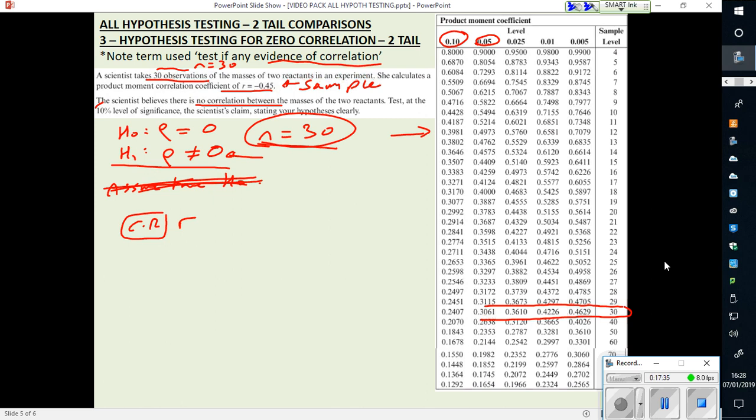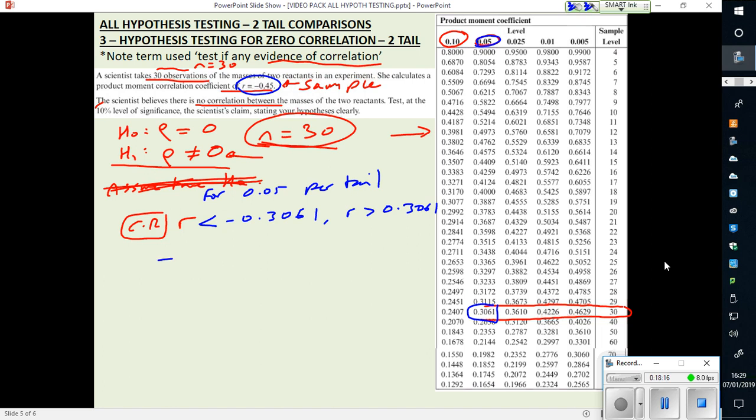So I'll do that in blue, sorry. So it's this one here. Okay, so 0.3061. So our critical region is plus or minus this. So for 0.05 per tail, R is either less than minus 0.3061, that's our lower tail, or the critical region R is bigger than positive 0.3061. Okay, so we stated our critical regions, and where does our observation lie? R equals minus 0.45, so that is less than minus 0.3061.